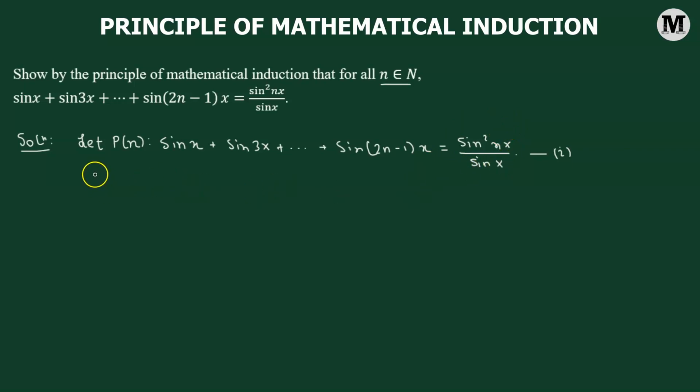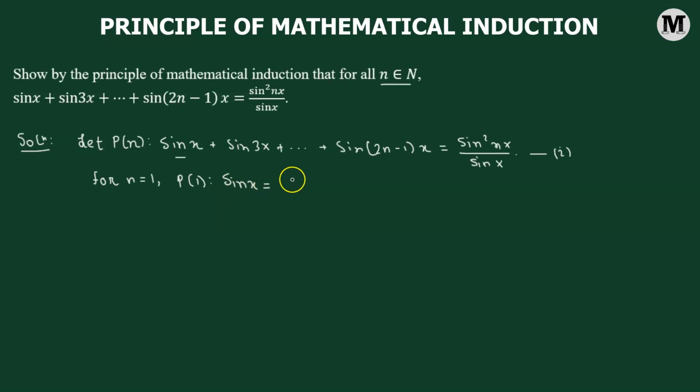So let's first verify for n equals 1, that means for the first natural number 1. So for n equals 1, we have a statement P of 1. When we say P of 1, we only have to consider the first term. Or what we can do is consider the nth term, and if we replace n with 1, that's going to simply give us sine x.